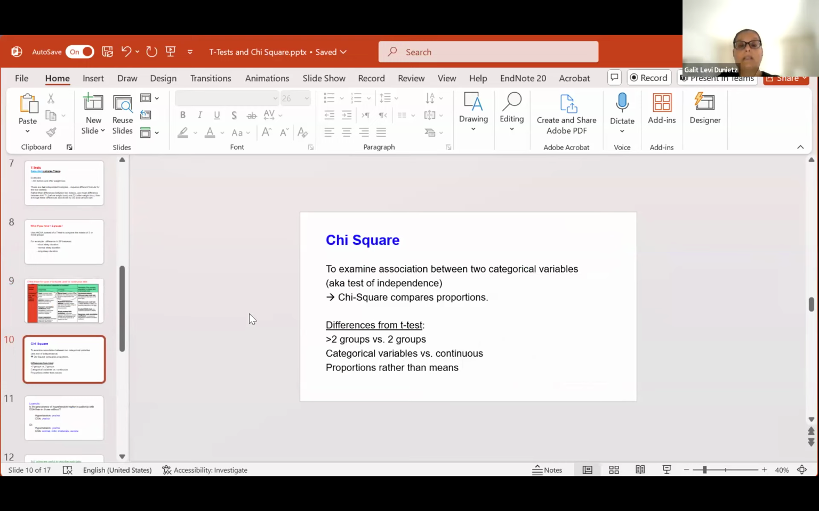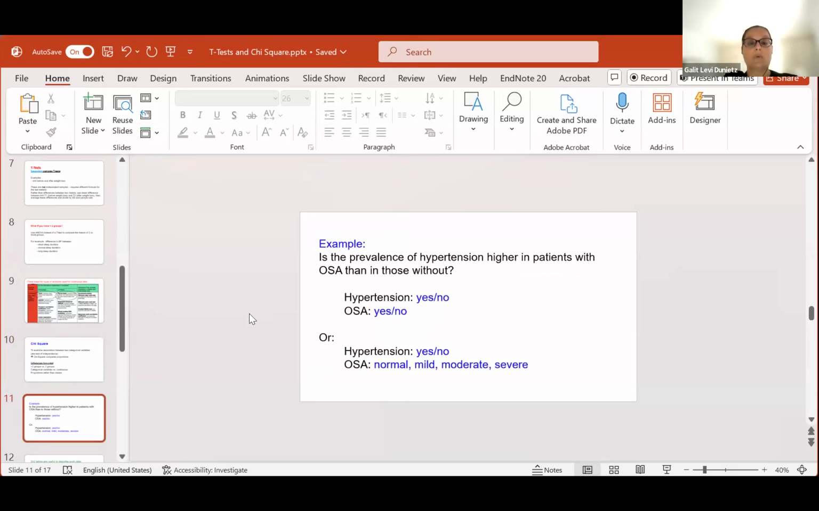A chi-square is examining associations between 2 categorical variables. It's also called the test of independence because what we're trying to understand is whether the 2 variables are related to one another or not. And what we're doing here is we're not comparing means, we're comparing proportions. So how is chi-square different than t-test? Here we can have more than 2 groups while the t-test has 2 groups. And here we're dealing with categorical variables, not continuous, and we're comparing proportions and not means. So I hope that this is clear in explaining when we're using and why we're using each.